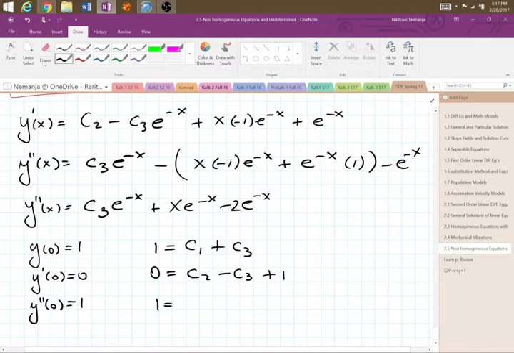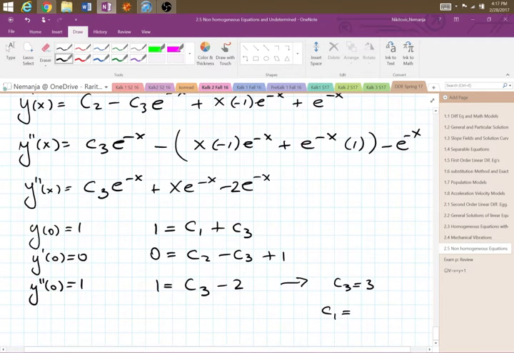So now for the second derivative, when I plug in 0, it's just going to be C3. And then that's 0. And then that's minus 2, right? So from here, we know that the C3 immediately is 3. And because C3 is 3, C1 from the first equation must be 1 minus 3, which is negative 2.